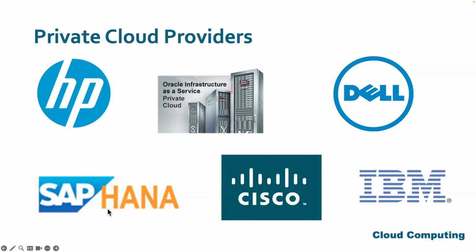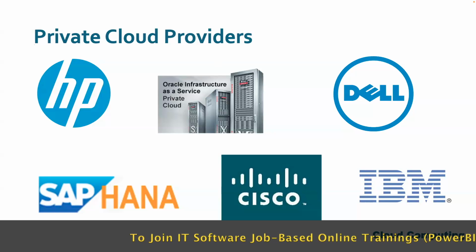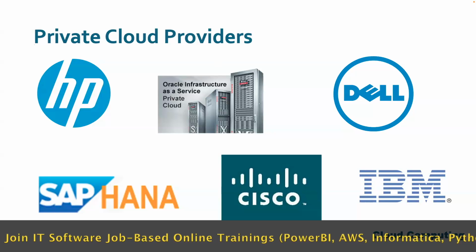SAP HANA is one of the popular databases. Only to host this database, a private cloud platform is provided. Again, Oracle. Oracle has a product where in one box itself you have the Oracle database and the Solaris operating system, all together. So it's kind of a plug and play setup. We can call it private cloud.